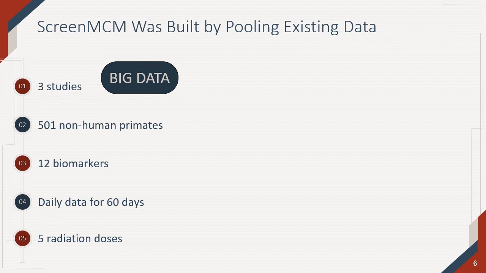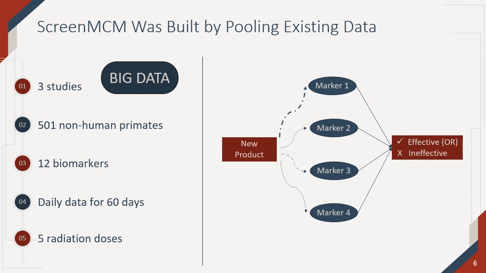I have big data for more than 500 animals for all hematologic biomarkers collected at different radiation doses and days, and using this data, I aim to develop a product screening tool that can take as inputs different effects a new product has on different hematologic biomarkers and predict if the product is effective or ineffective in reducing mortality rate in patients experiencing ARS.